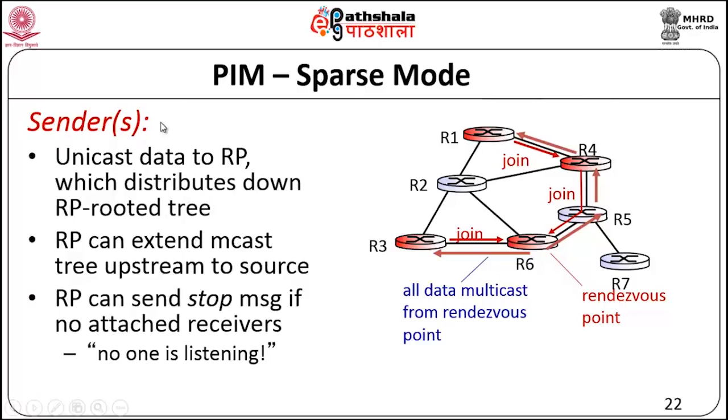So what are the senders expected to do? Once the RP rooted tree has been constructed, the sender will unicast the data that it needs to transmit to the RP. Once it goes to the RP, the RP will then distribute the data down its tree. The RP can also extend the multicast tree upstream to the source, that is also possible, and it can also send a stop message if there are no attached receivers. If no one is listening, then the RP can send a stop message to the sender, so that the sender does not unnecessarily send any of these group messages.